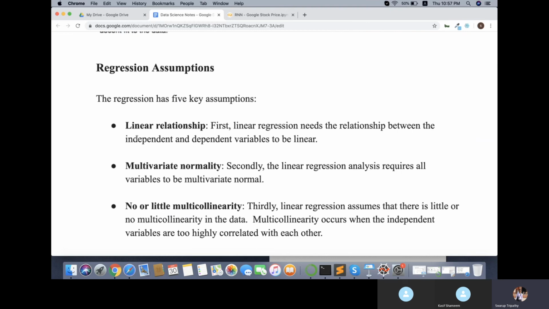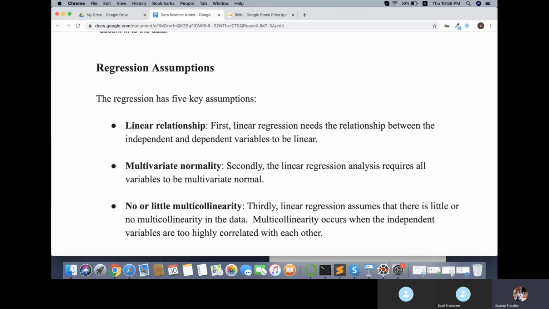So the first assumption is linear relationship. We assume that the relationship between the independent and dependent variable is linear. That's why we do linear regression. We assume that the independent and dependent variables are linear to one another. That is the first assumption. Now how do you check the linear relationship, whether they are linear or not? How do you test if your independent and dependent variables are linear or not?